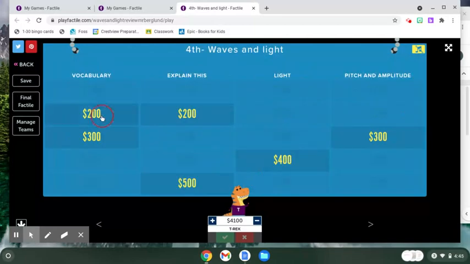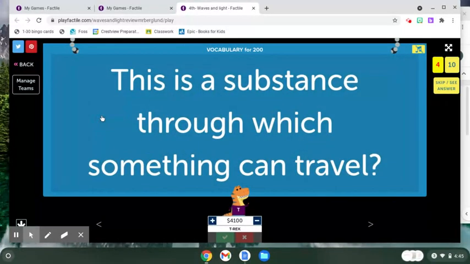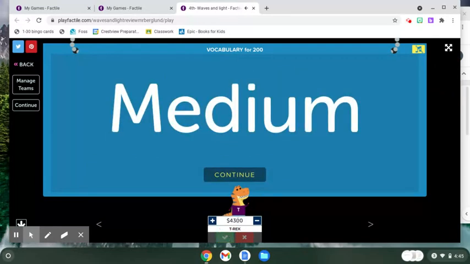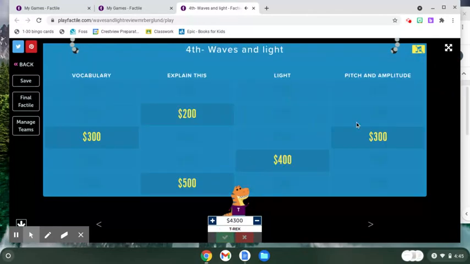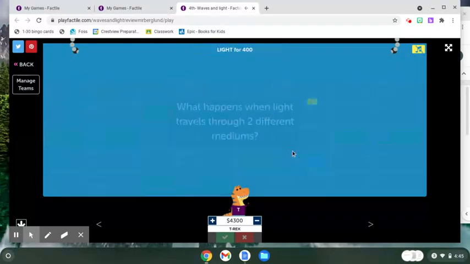Let's do vocabulary 200. This is a substance through which something can travel. What is the substance through which something can travel? It is the medium.